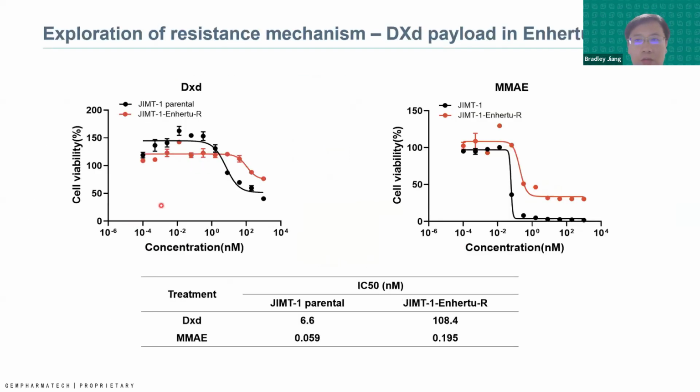For the payload side, we also tested the sensitivity of 2 different payloads, DXd and MMAE, on the parental and the derived HER2 resistant cell lines in vitro. With the cell killing assay, the results show that the resistant cell line reduced its sensitivity to DXd and MMAE, which indicated that the main resistance mechanism of this model may relate to sensitivity changes to the payloads.